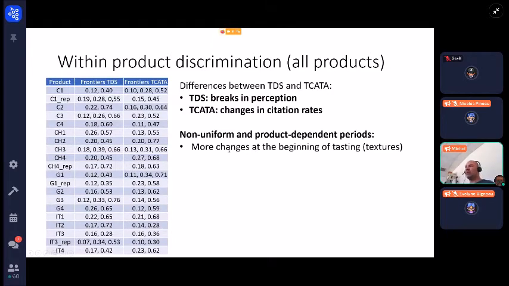Something that is to be confirmed, but that seems logical from a sensory point of view, is that there are many changes at the beginning of the testing, probably because of the texture.